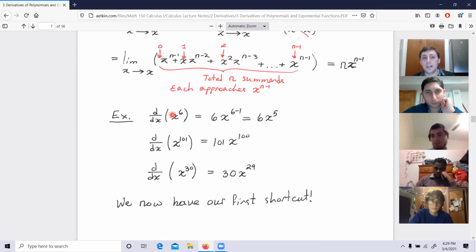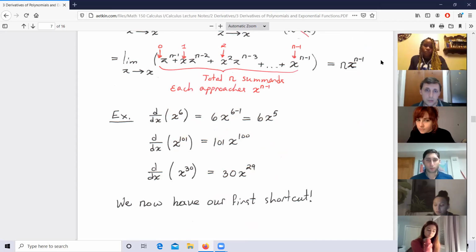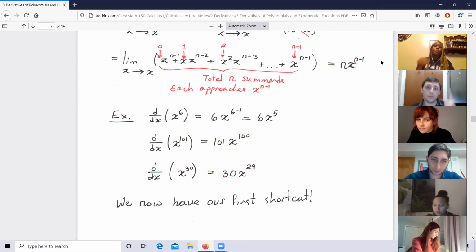What do we see? We see derivative of x to the 6 is 6x to the 5. Derivative of x to the 101 is 101x to the 100. Derivative of x to the 30 is 30x to the 29. Understood? That's what we established. First shortcut, power rule. In the event the power is a positive integer, we see that it works.